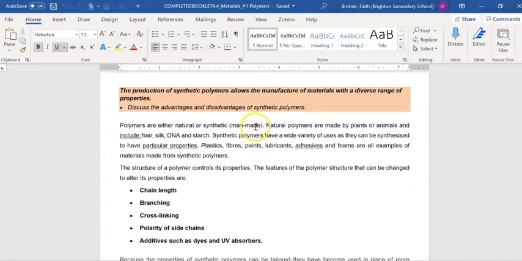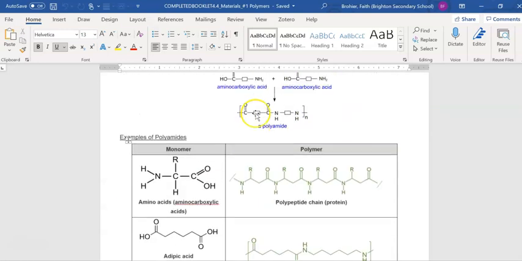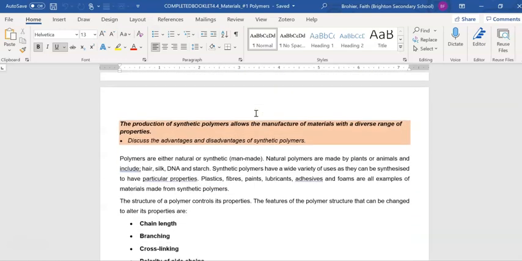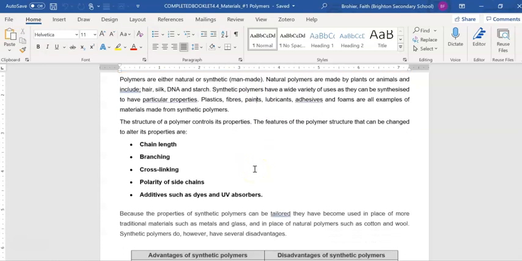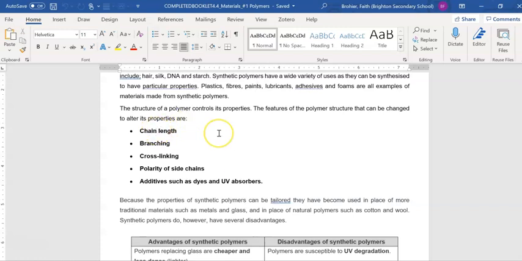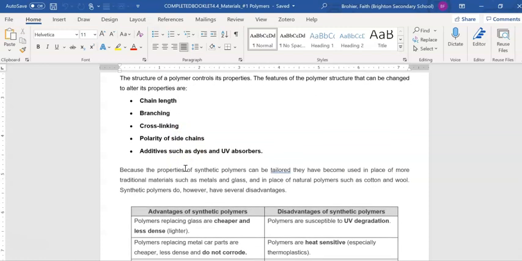Okay, so when we produce polymers, we can produce them synthetically, which means we can make them in a way that we want them. So we can make them in a way that's conducive for whatever specific use that we want, and therefore to have the properties that we want. And so we can use them for plastics, fibers, paints, lubricants, adhesives, all different types, because we can control a few things. We control the chain length, we can control the amount of branching, the amount of cross-linking of the polymers, so that's linking between different chains, the polarity of side chains, and if we add in any additives.